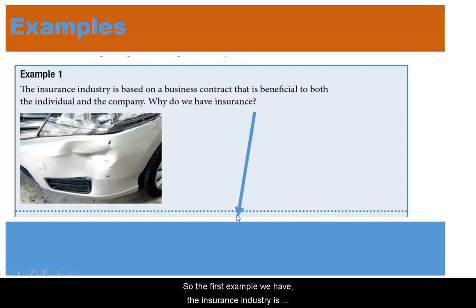So the first example we have: the insurance industry is based on a business contract that is beneficial to both the individual and the company. Why do we have insurance?